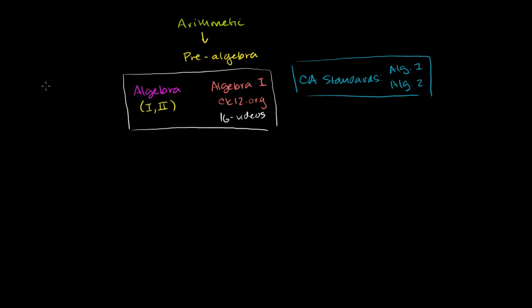Now, once you're done with algebra, you might want to look at the geometry playlist. You could probably start on the geometry playlist with just pre-algebra, but it's good to have that algebraic foundation there. And in most school systems, you take algebra 1 first, then geometry, then algebra 2. So this is just a recommended path you might want to take. And then after geometry, you're ready to move into trigonometry.